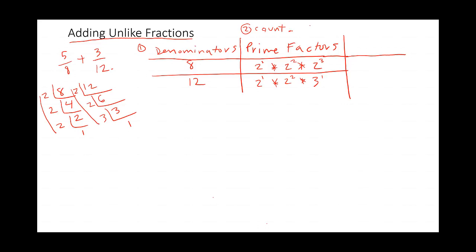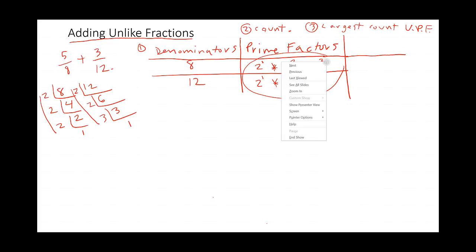Now step 3, we have to find the largest count for each unique prime factor. And you can look at the full written description for each step back in our PDFs. Well, how many unique prime factors are there in this whole thing here? Well, there's just a 2 and a 3. So I have to look through. Let's see. For 2, there's listed 3 times. For this 2, it's listed 2 times. So the largest is 3.